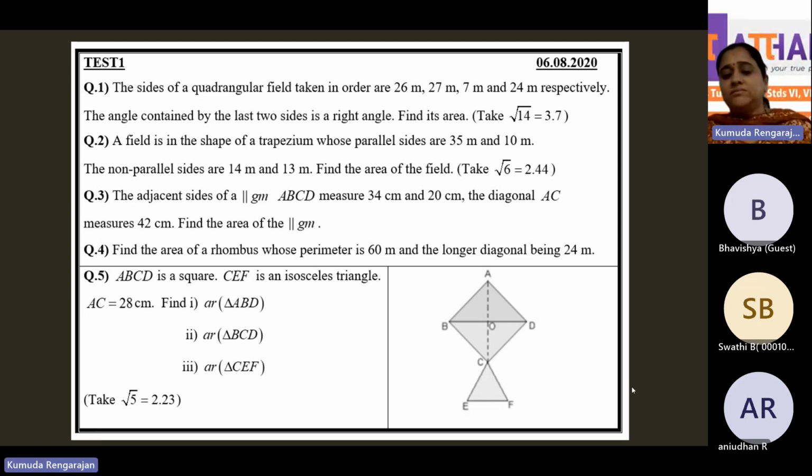Online students, tell me, are the questions familiar? Go through questions 1, 2, 3, 4, 5.